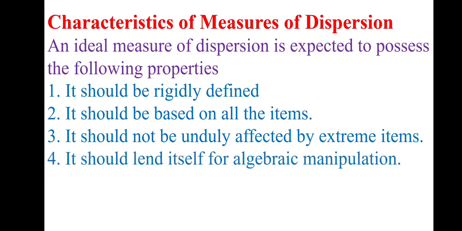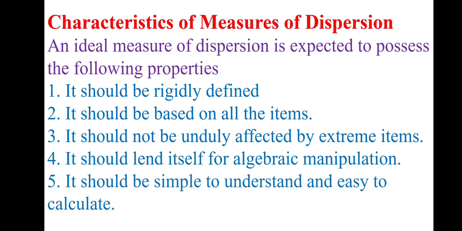It should lend itself to algebraic manipulation. Algebraic manipulation means calculation, normal calculation. Algebraic calculation in the sense some variable will be used and then simplified and solved for particular values. It should be simple to understand and easy to calculate. All measures of dispersion should be easy to understand and easy to calculate. For that purpose, these characteristics of measures of dispersion will be helpful.